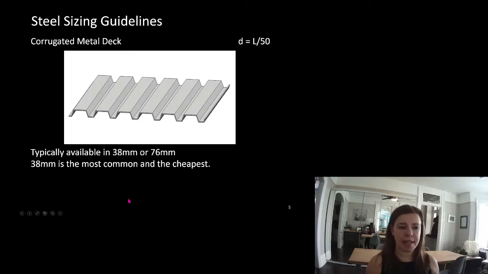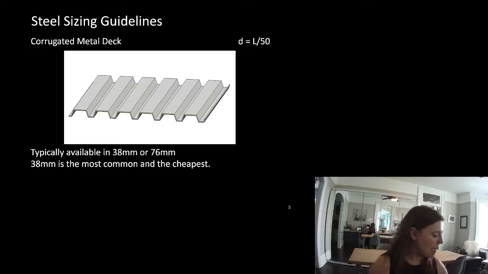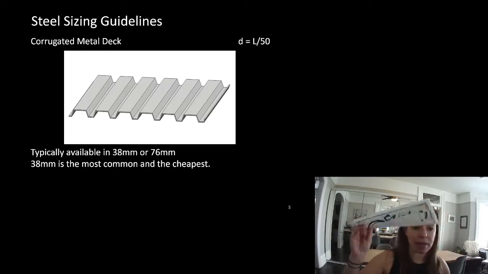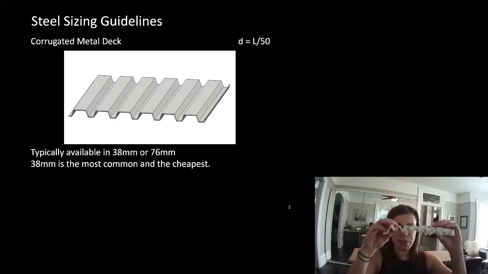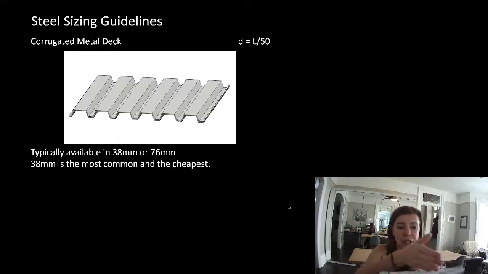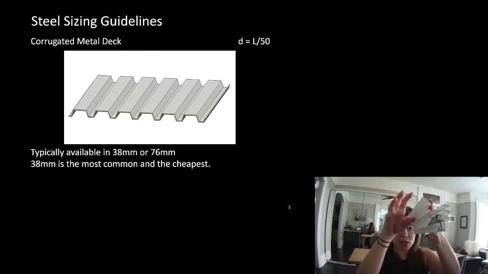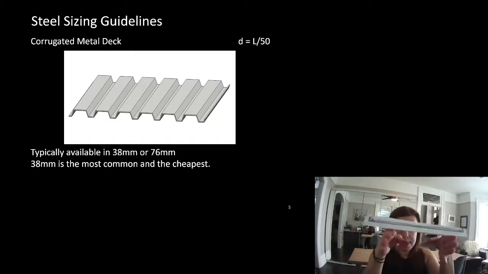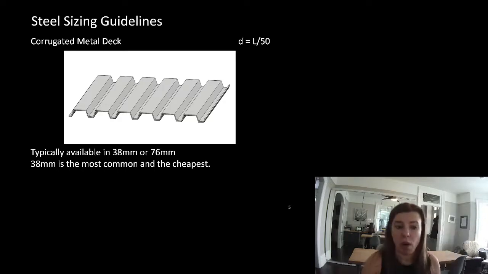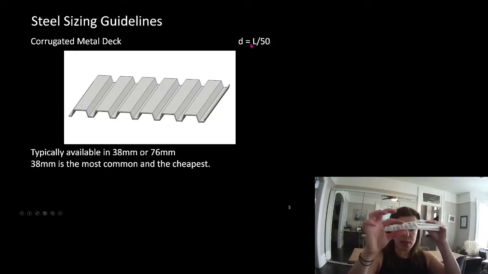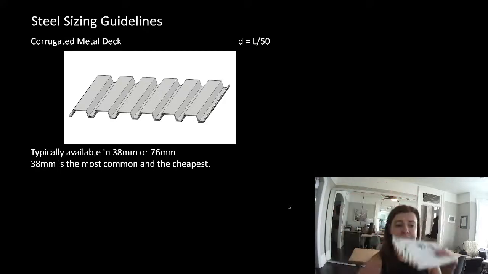All right, what are the sizing guidelines? So if you guys remember, our corrugated metal deck, and this is just a folded piece of paper here. Metal deck is very similar to that. We have the direction that it's spanning. Remember, it's not spanning in this direction because it's not doing anything. It spans in this direction. The distance between my hands is the length it is spanning, or L, that length that we're seeing right there. Depth is how deep these folds are. That is the depth. So corrugated metal deck, D equals L divided by 50.